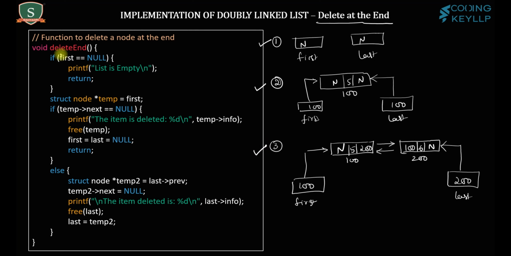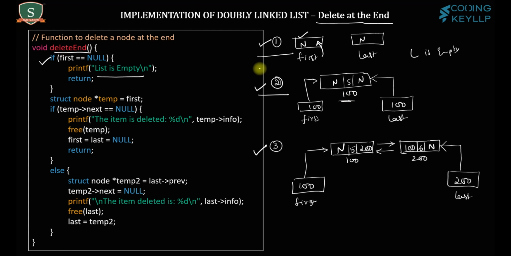So let us see. The moment you call the function delete end, if first is equal to null, look at this condition, first is equal to null, the condition is satisfied. So we are printing the statement list is empty. So this satisfies the first condition. Second one, what if you have only one node?